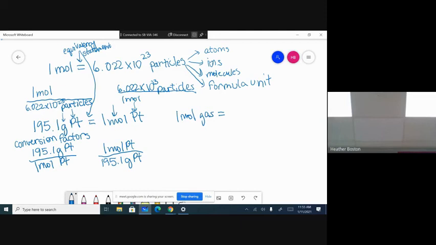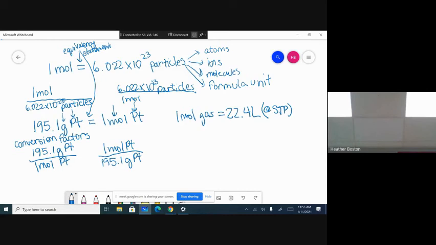So 1 mole of any gas, it doesn't matter the identity of the gas. It could be oxygen gas, carbon dioxide gas, chlorine gas, helium gas, neon gas. It has a volume of 22.4 liters. And we'll put at STP at the end, which we won't keep using, but just to keep you remembering that 1 mole of gas has a volume of 22.4.